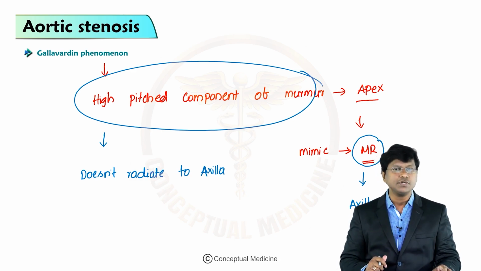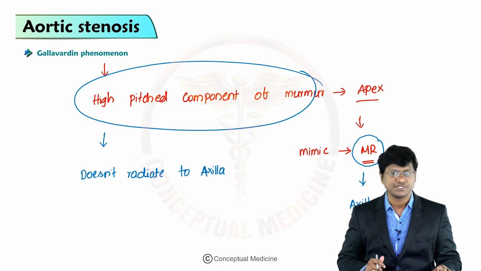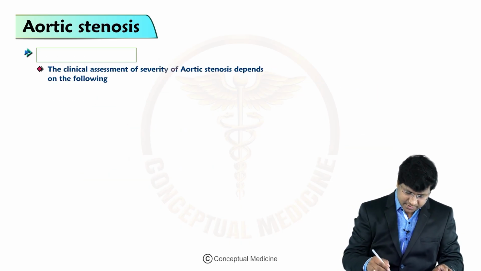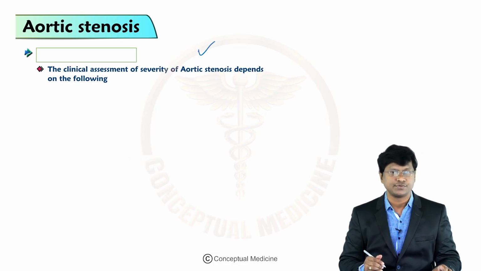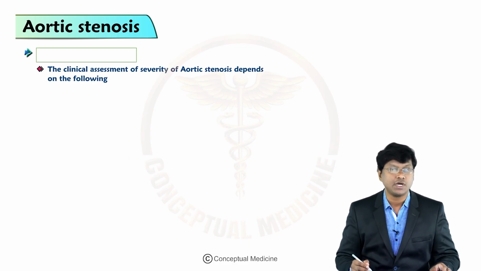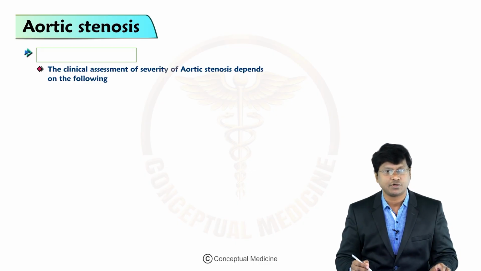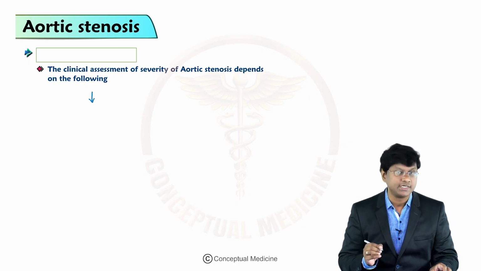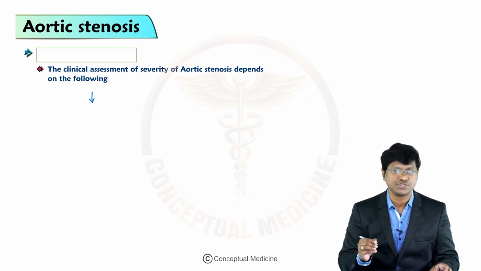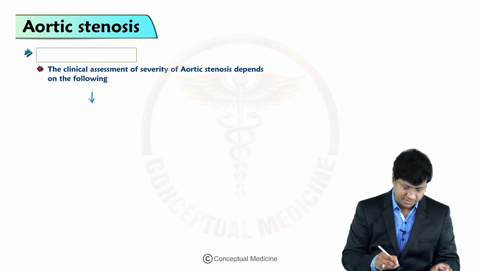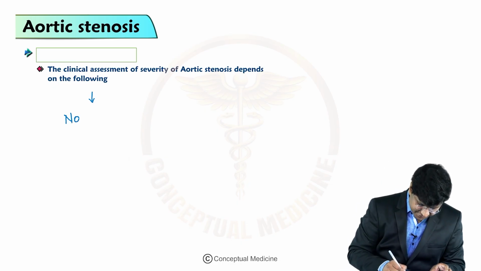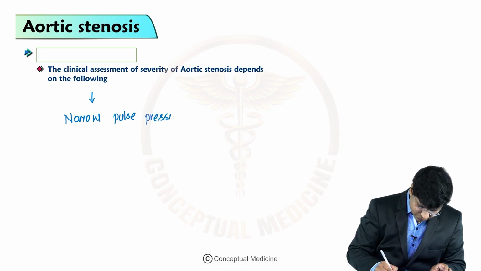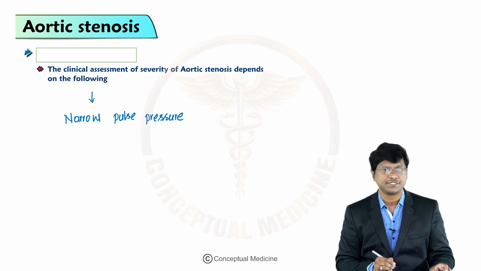Okay. Now, after having discussed the examination findings in patients with aortic stenosis, let me discuss how to clinically assess the severity of aortic stenosis. One of the very important general physical examination findings which can tell you that it is a severe aortic stenosis is narrow pulse pressure.